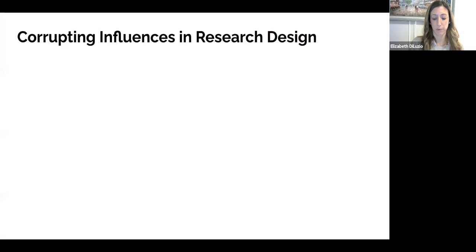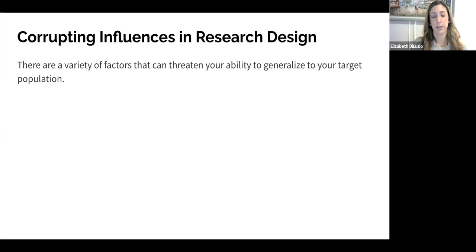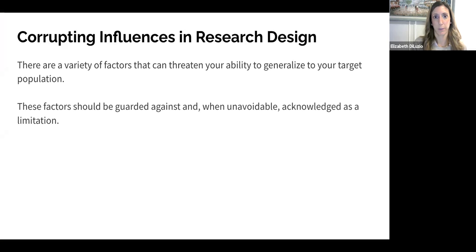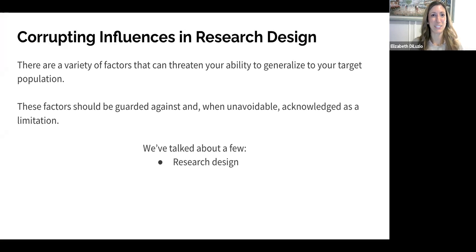So in terms of what some of them are, they threaten your ability to generalize to your target population. They threaten the integrity of your research design, and they can be guarded against. As I said, when it's unavoidable, you acknowledge it as a limitation. And we've talked about some of them. Research design: some folks would say that using quasi-experimental is a corrupting influence. Depending on how you design it, it's more vulnerable to corrupting influences.